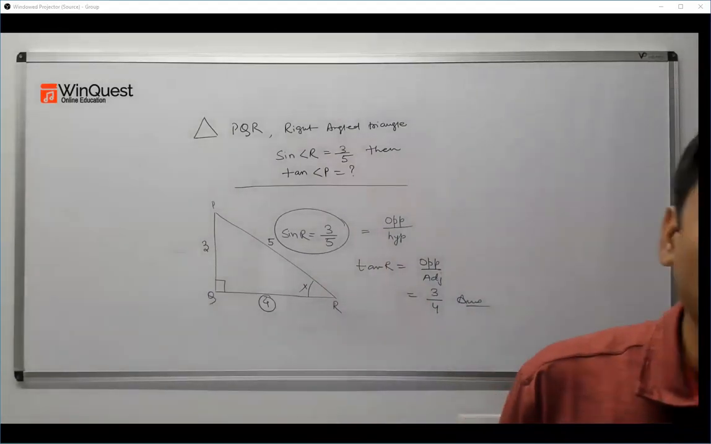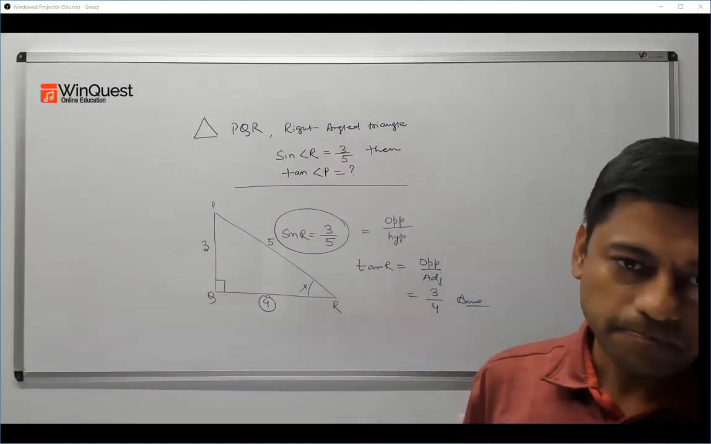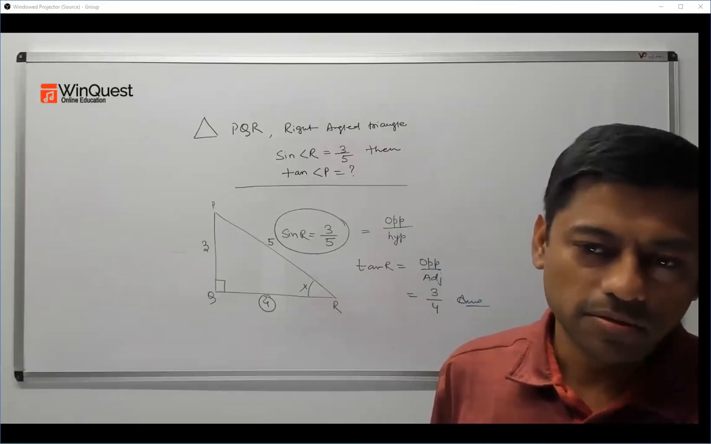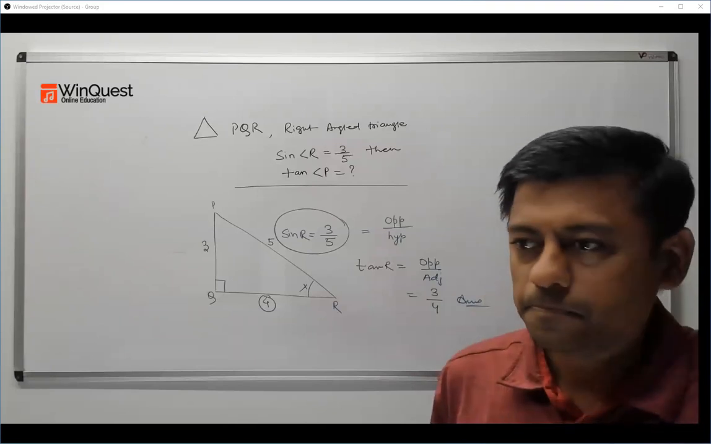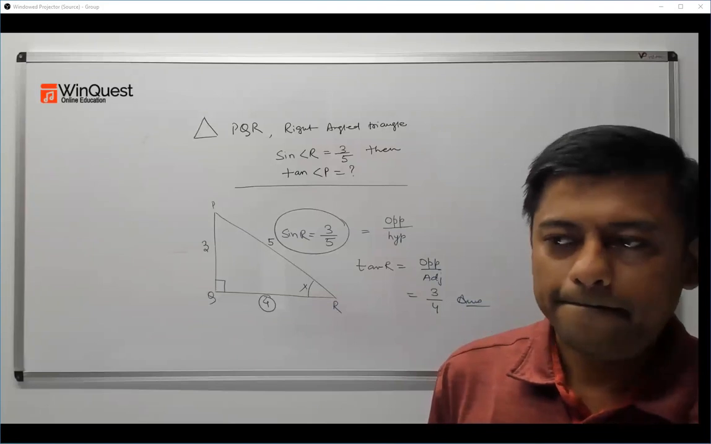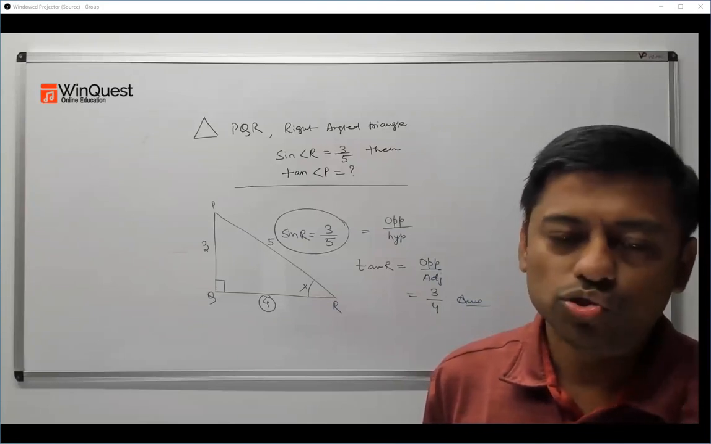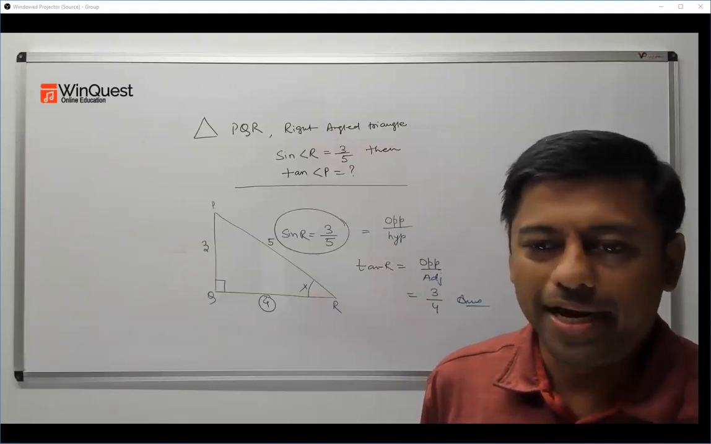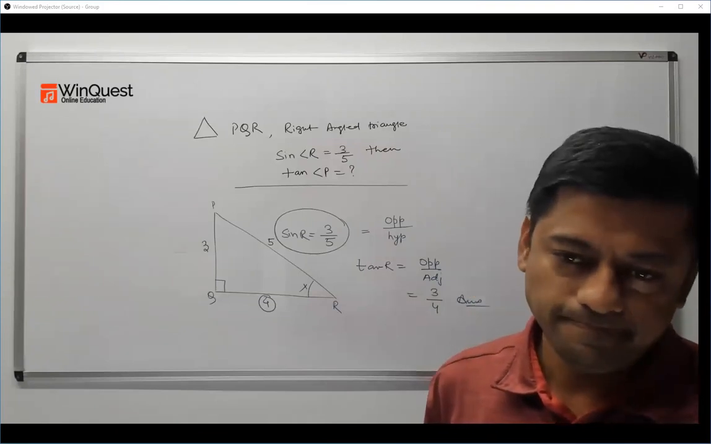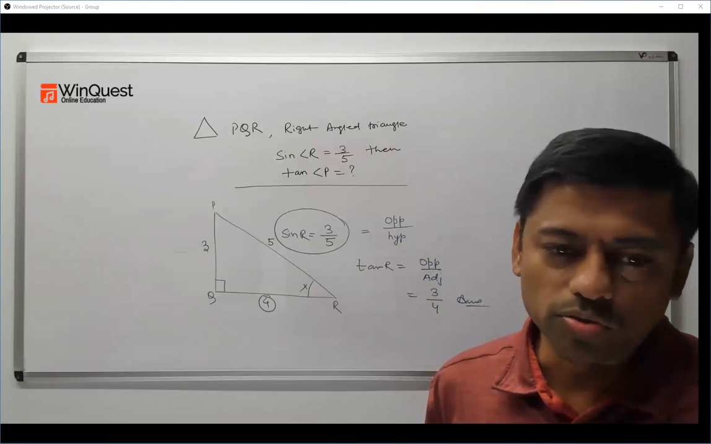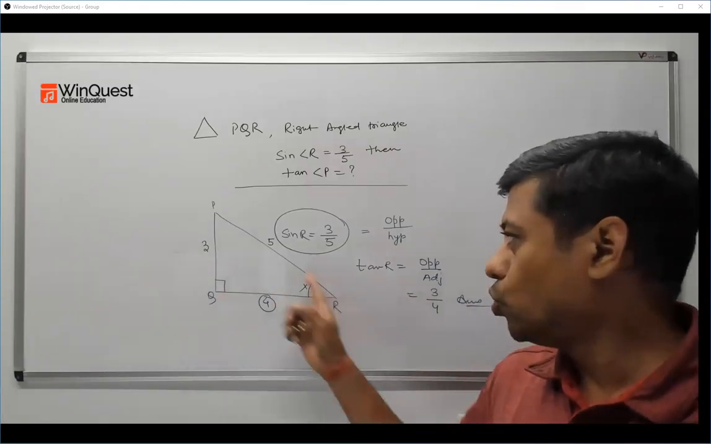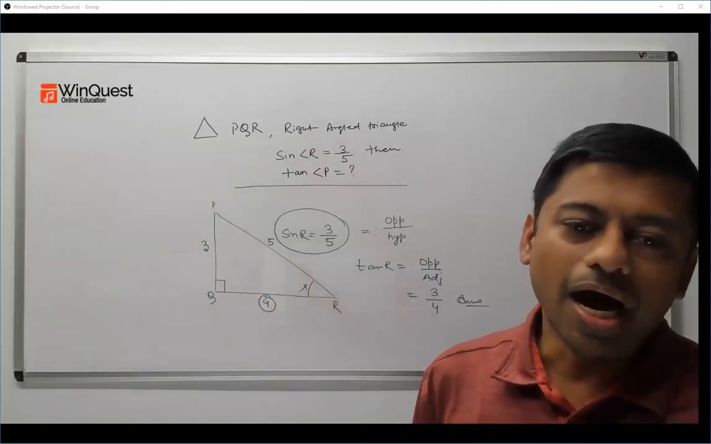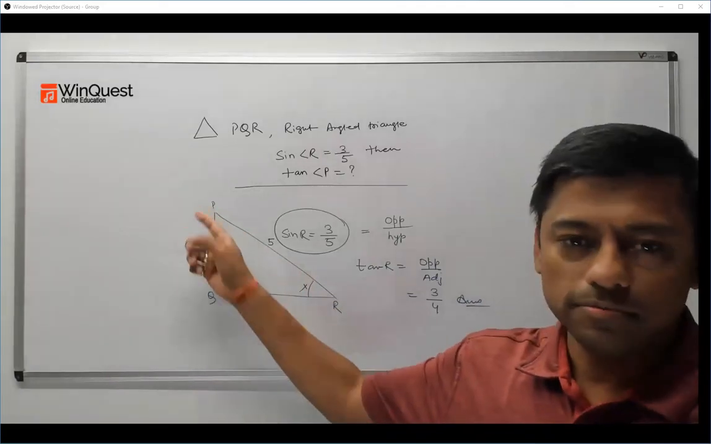Did I specify in this problem which angle is actually the right angle triangle or which angle is not? No. So how did I assume that I am talking about R only and it is at the corner? R could be at the top also. If I make the sequence as P, Q, R, then R would be taken place by here. Am I clear?